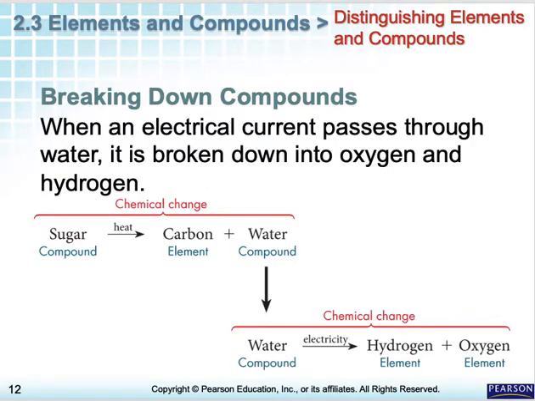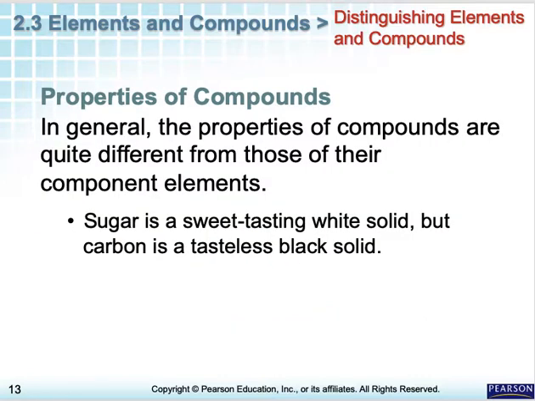So here is a representation of a chemical change. If we take sugar and we heat it until we get carbon and water, the water would be a vapor. We'd have to collect that water vapor. And then if we took the water vapor and sent an electrical current through it, we could break it down further into hydrogen and oxygen. In general, the properties of compounds are quite different from those of their elements. So sugar tastes great. It's a white solid, but carbon is black and tasteless.